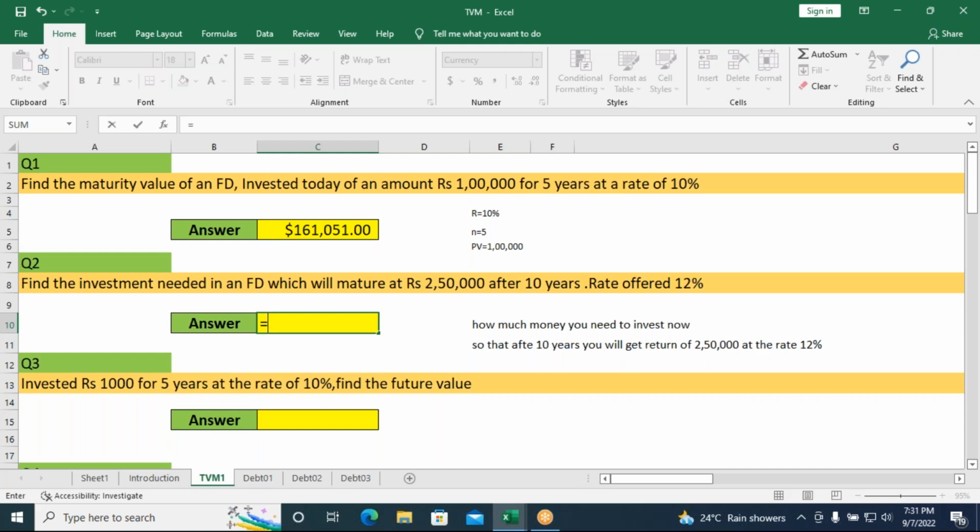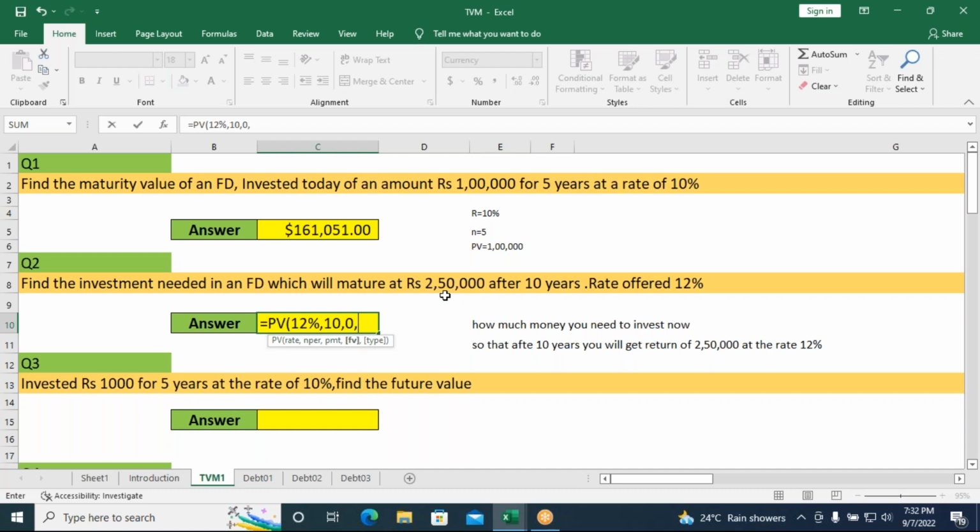Open the parenthesis. So now rate. What is the rate? 12%. Very good. Comma. Number of years, I want you people to tell me. 10 years. Very good. So PMT, do I know the EMI amount I'm going to pay, or something? Have you mentioned it here? No, ma'am. So it will remain 0. So now, is it the future value I am able to know here? This 2.5 lakh is my future value. Yes, ma'am. So I have to mention 2.5 lakhs.